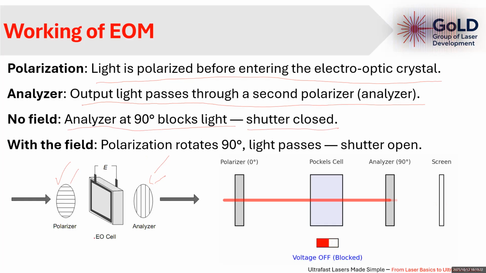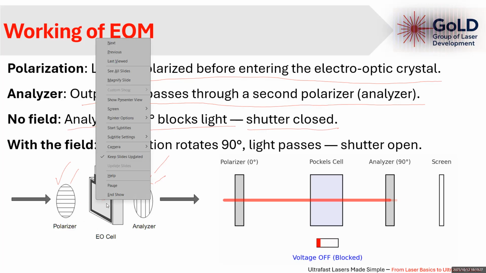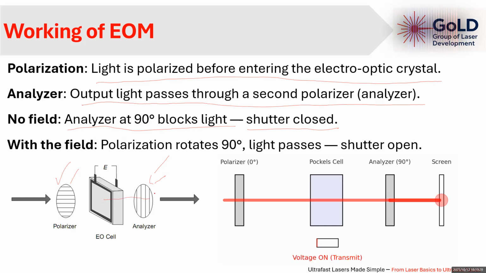But when it's on, then this crystal will change the polarization, and then it will pass through this one. So when the field is applied, polarization rotates 90 degrees, light passes through, because this crystal will rotate the polarization. Rotating the polarization means that it's birefringence. It lets that polarization pass through. It has two refractive indices.